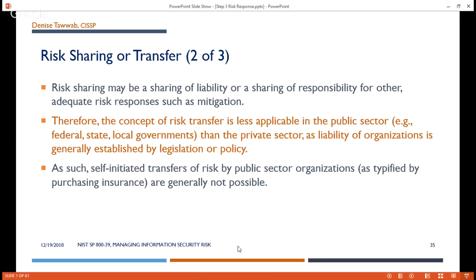Risk sharing may be a sharing of liability or sharing of responsibility for other adequate risk responses, such as mitigation. Therefore, the concept of risk transfer is less applicable in the public sector for your federal, state, and local governments than in the private sector, as liability of organizations is generally established by legislation or policy. So if you're a federal organization, then you're not really able to transfer risk. If you're a federal, state, or governmental organization, you're not usually able to transfer risk. As such, self initiated transfers of risk by public sector organizations, as typified by purchasing insurance, are generally not possible.